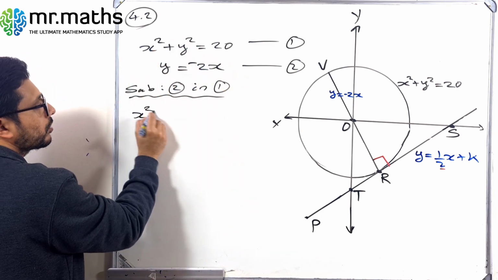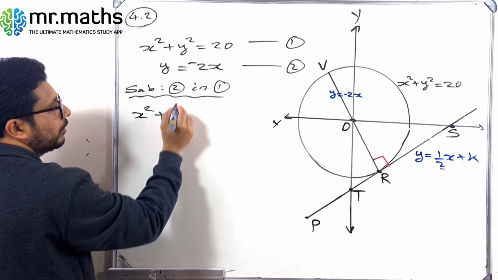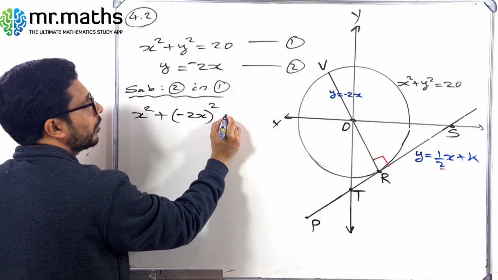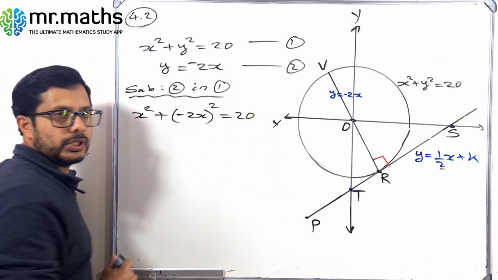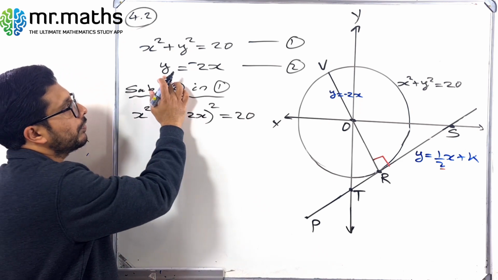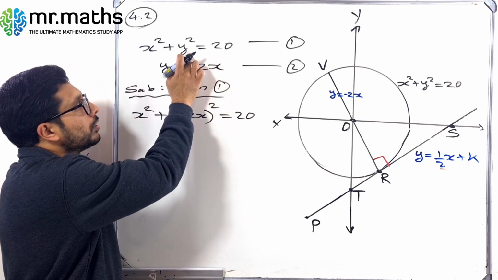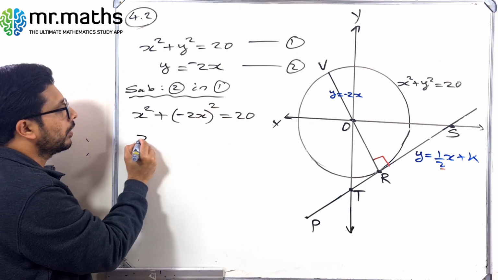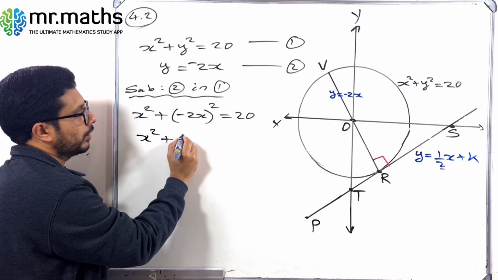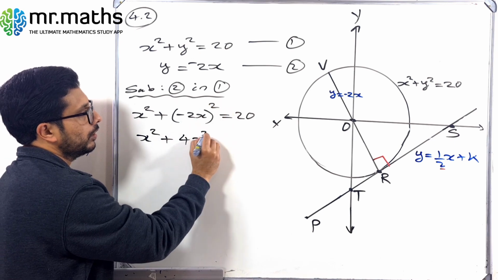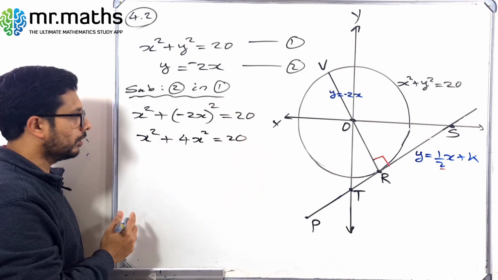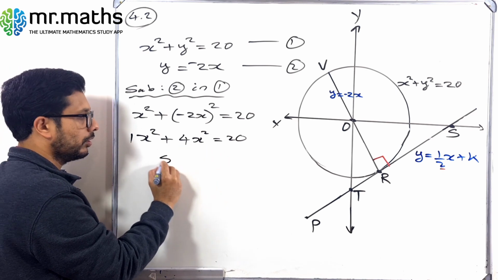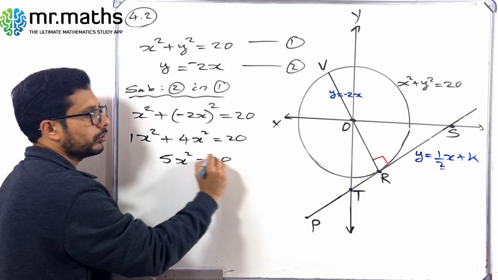So it is x square plus y square. What is the value of y we got? Minus 2x. The whole square is equal to 20. Do you understand? I substitute the value of y as minus 2x in this equation. Here y square. Okay. So what is this one? x square plus minus 2 square is 4x square is equal to 20. x square means 1x square plus 4x square. How many x squared? 5x square is equal to 20.